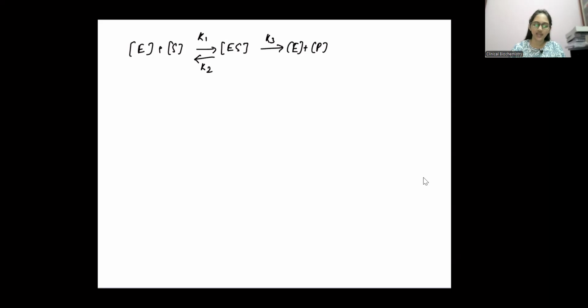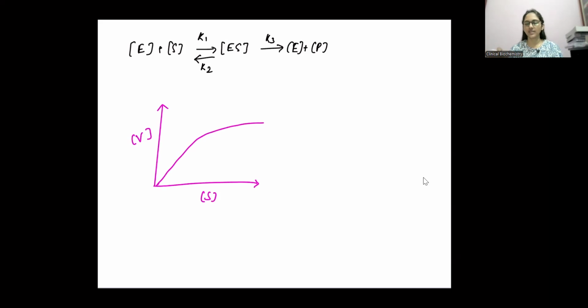So now, how do you plot this graph? First of all, I take substrate concentration along the x-axis and the velocity along the y-axis. As I increase the substrate concentration, the velocity of the reaction is also going to increase, and at a particular point it's going to get saturated. When all my enzymes are getting used up or saturated, however much you increase the substrate concentration, the velocity of the reaction is not going to change, right? So this is the curve.